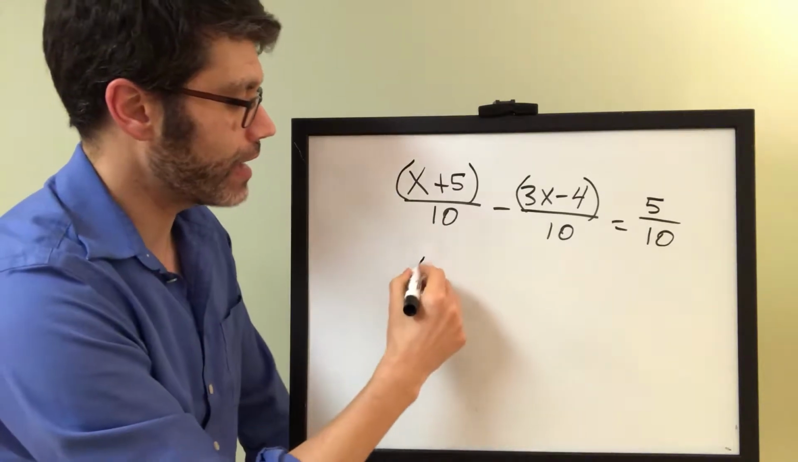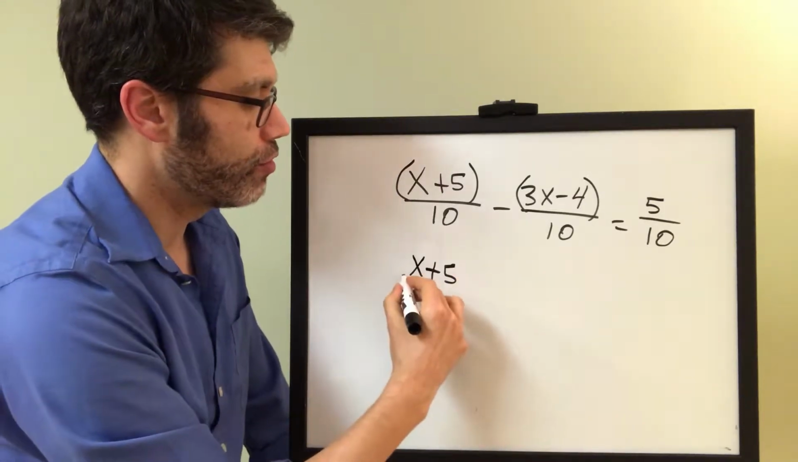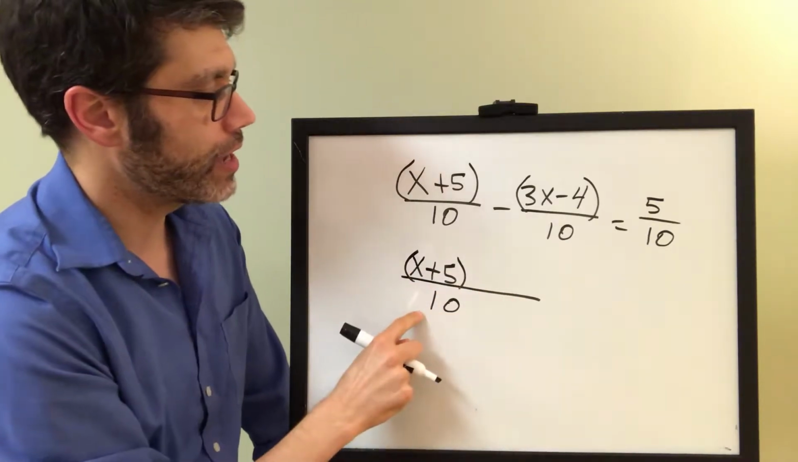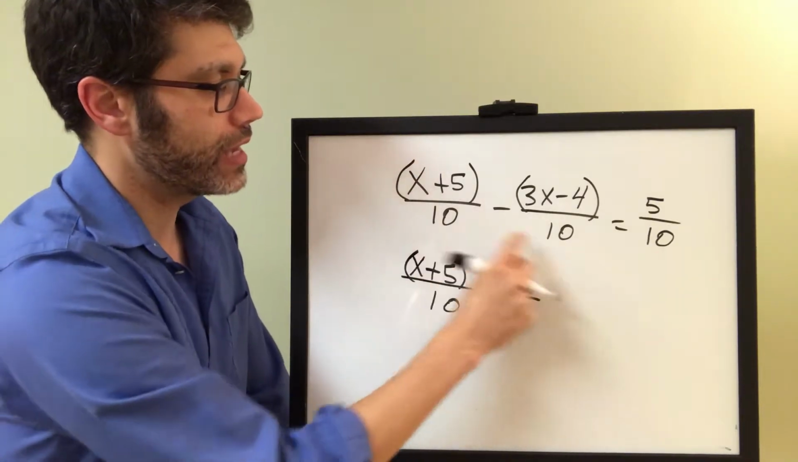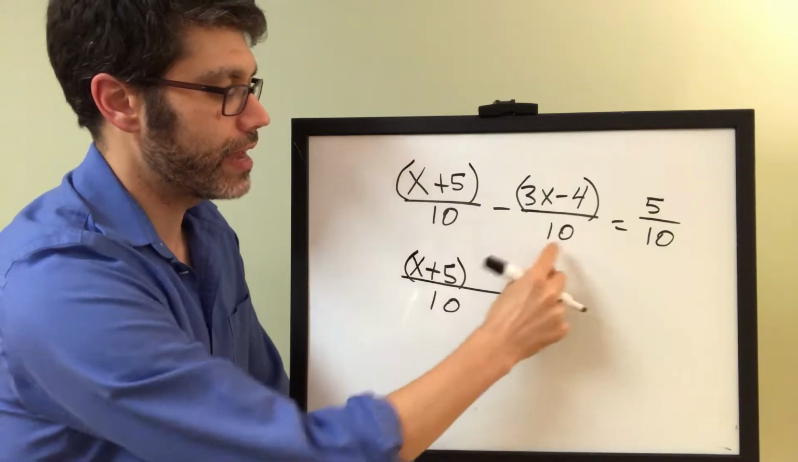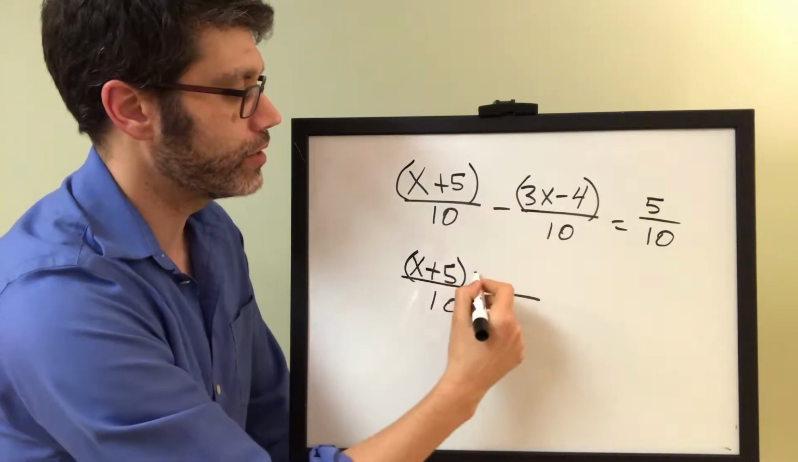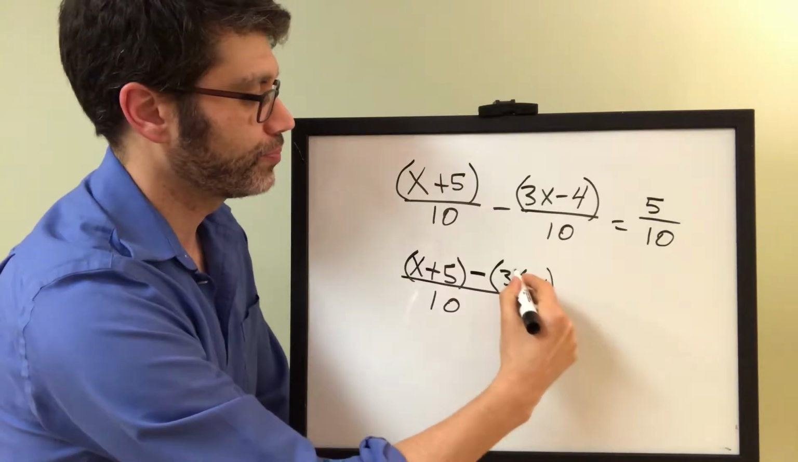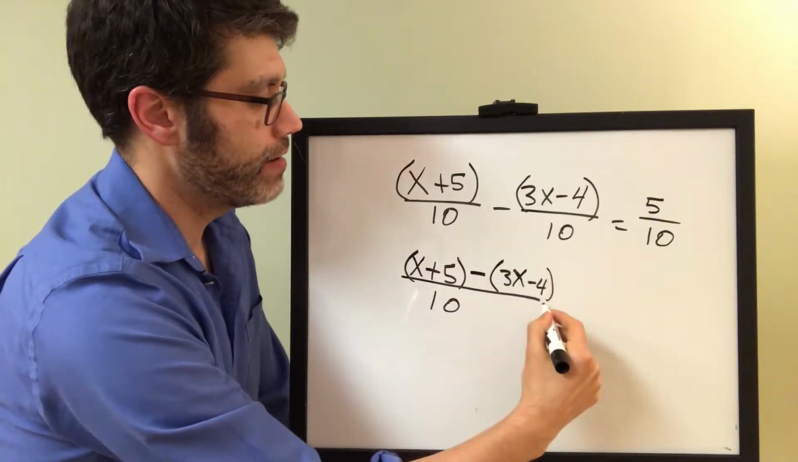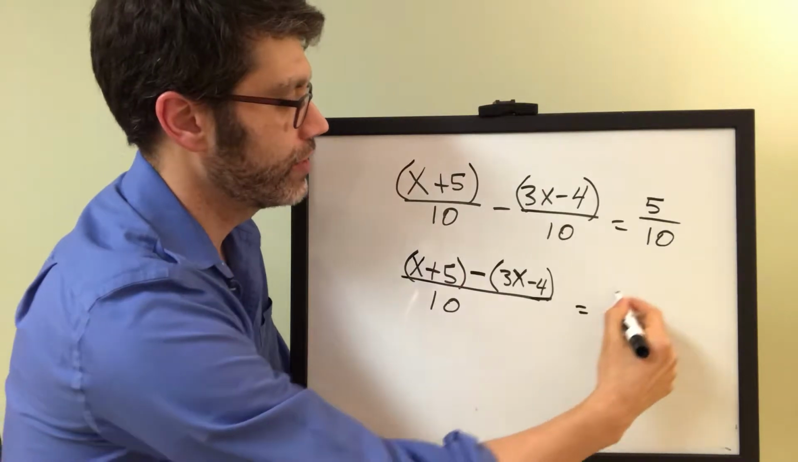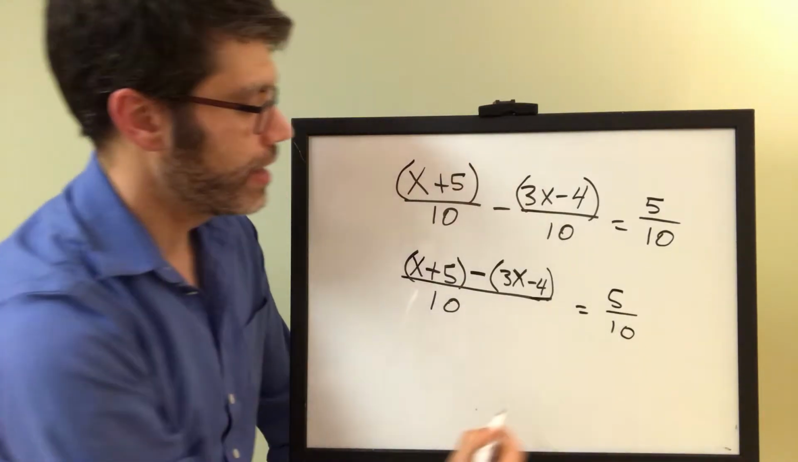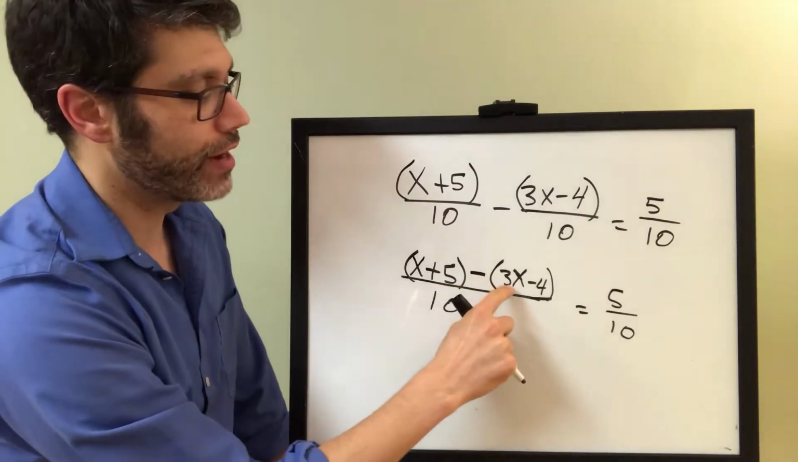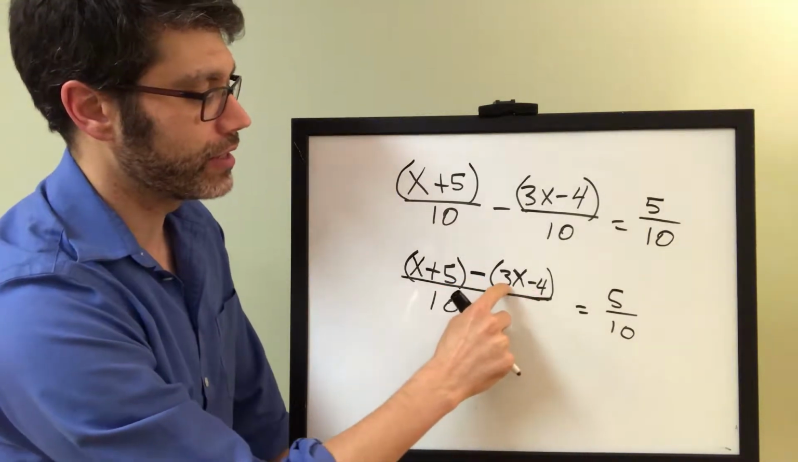All right, so we've got x plus 5 over 10, okay? And now we keep the denominator because they're the same. We keep the denominator, and what do we do here? We subtract 3x minus 4. And then that's still all equal to 5 over 10. Now, we need to distribute this negative over everything in the parentheses, all right?